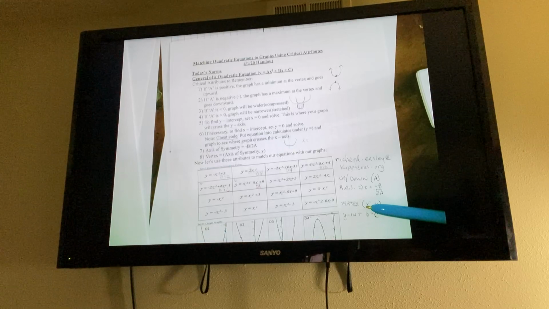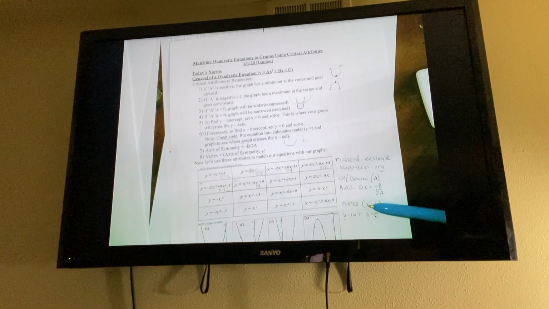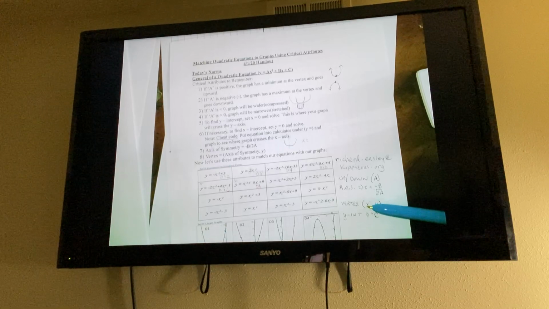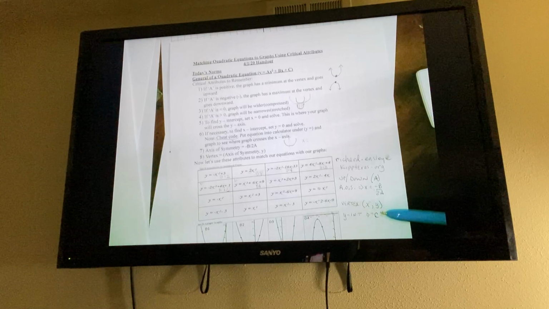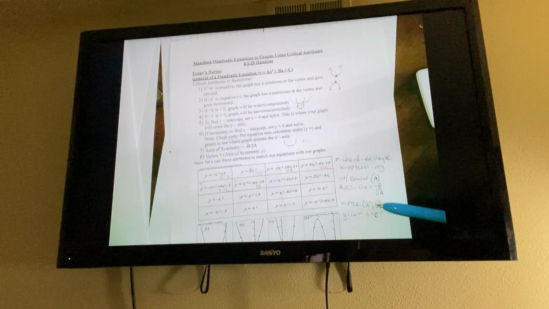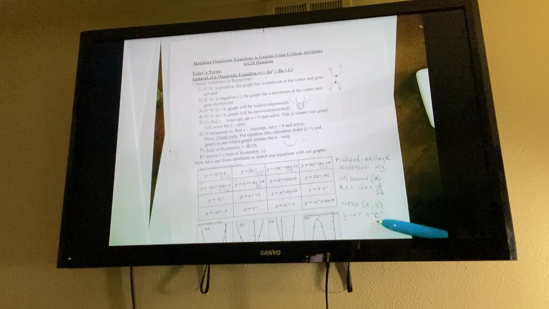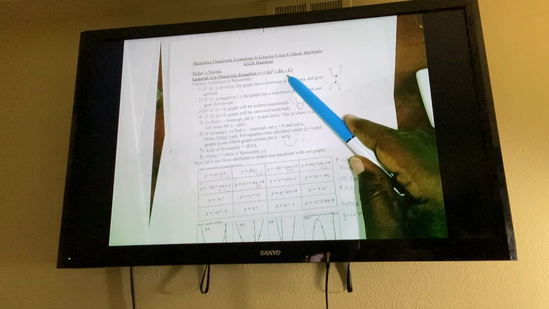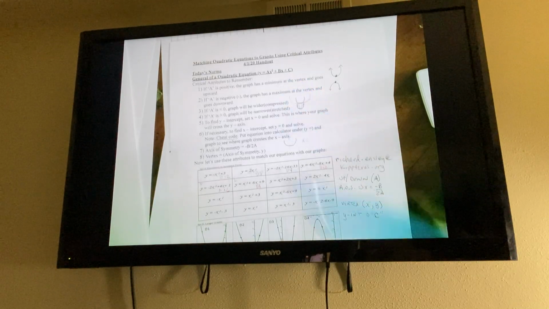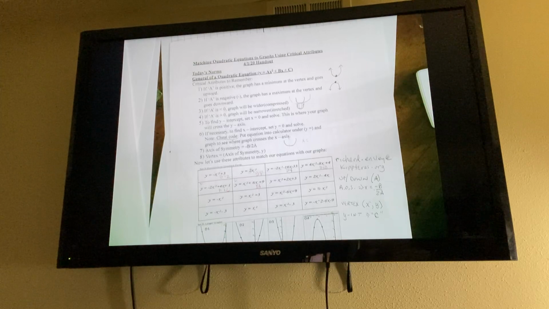And to find our vertex, we'll plug that back into our original equation and solve for y. And to find the y-intercept, we simply look to see what c is. Okay? So, we've learned how to match quadratic equations to graphs using critical attributes.